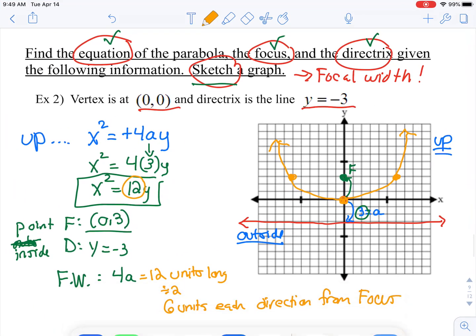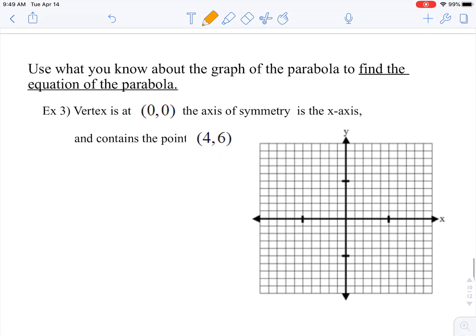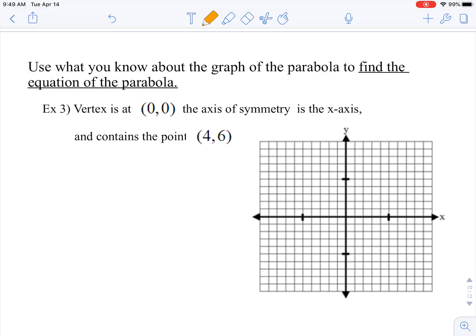In our next example, this time I'm wanting you to write the equation of the parabola. It doesn't necessarily say to graph it, although we're probably going to need to see the graph to help us write the equation a little bit. So again, the vertex here is given. The vertex is at 0, 0. We know that the axis of symmetry is the x-axis. So let's think about what that tells us.